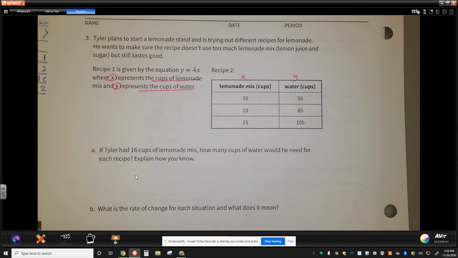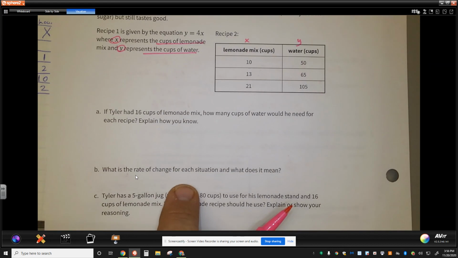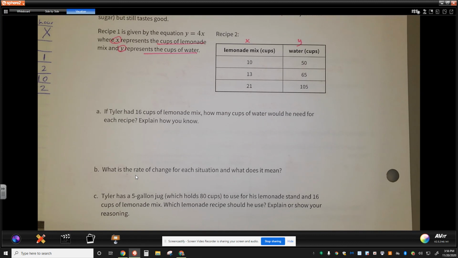If Tyler had 16 cups of lemonade mix, how many cups of water would he need for each recipe? Again, this one's up to you. Figure out what that rate of change is, what everything means. Finish all this up, and I'll see you in the next video with some homework help.